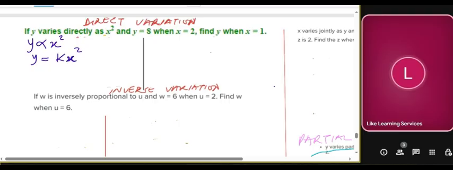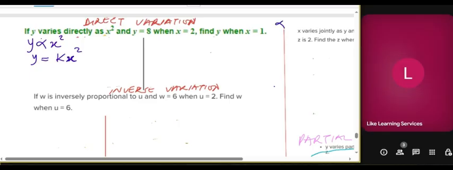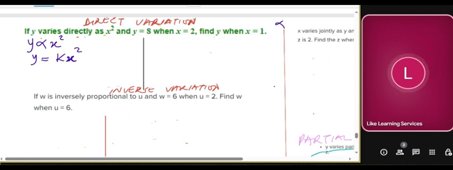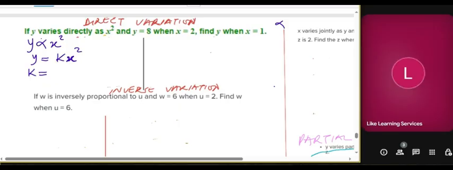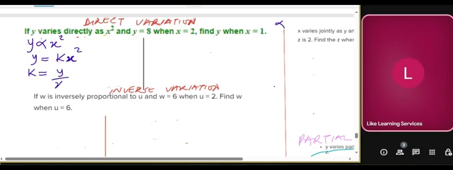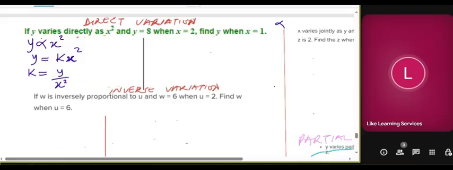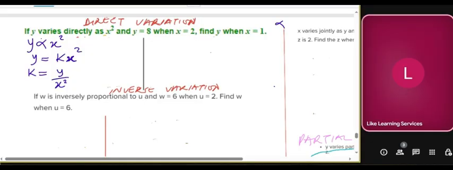This symbol is used for the variation, this thing that looks like this, you know. Alright, so y equal to kx squared. All you need to do is find the value of k so that you can substitute. Sometimes they will ask to even find an equation. So find k. K is what? y over x squared, am I right? Okay. So you can use any of the values given. When y is 8, x is 2, to find k.